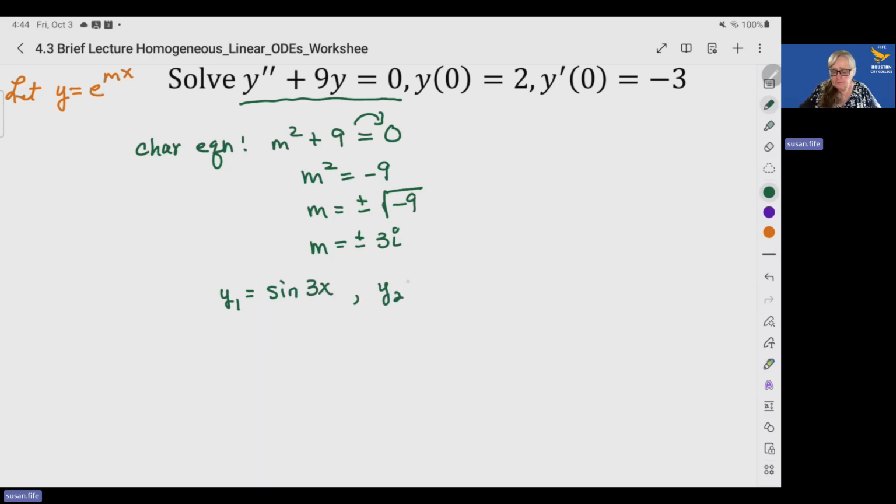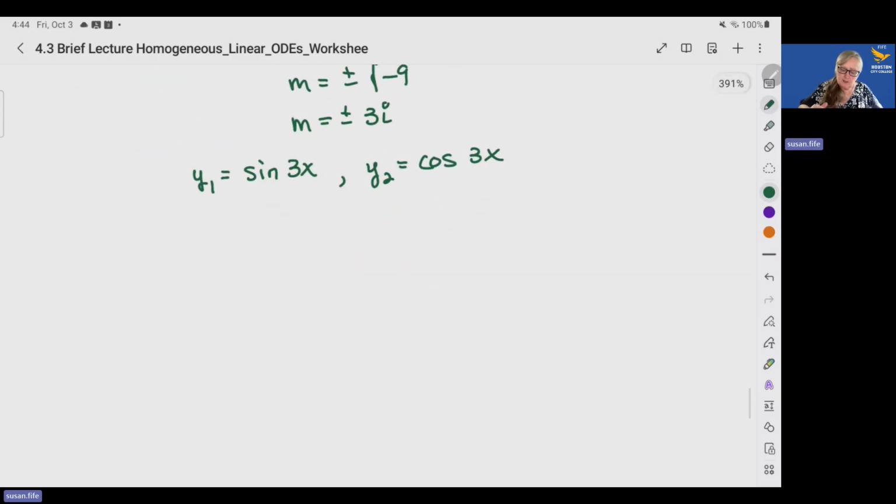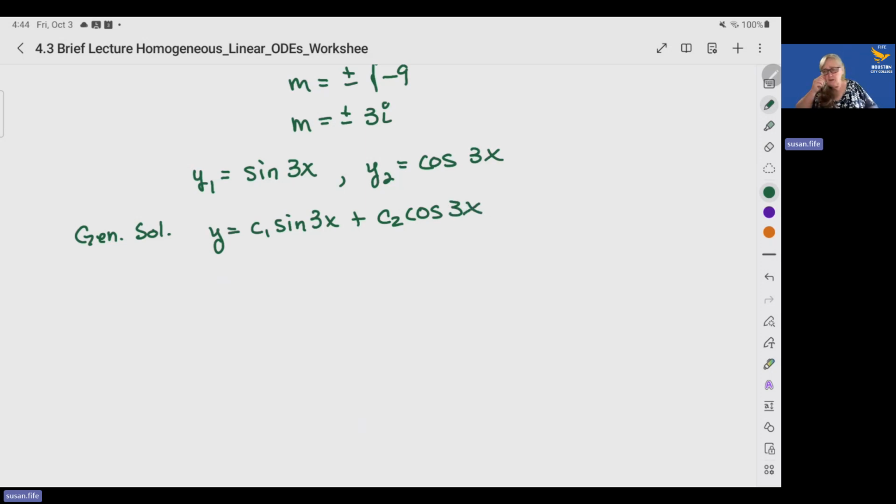y sub 2 is cosine 3x. And my general solution is y equals c1 sine 3x plus c2 cosine 3x. By the way, the test on chapter 4 does contain one of each one of these types of questions on it. So you definitely should know how to solve each of these types.